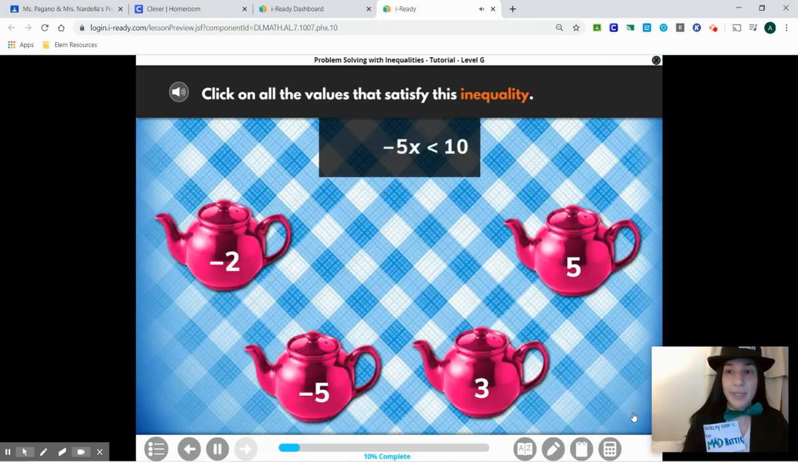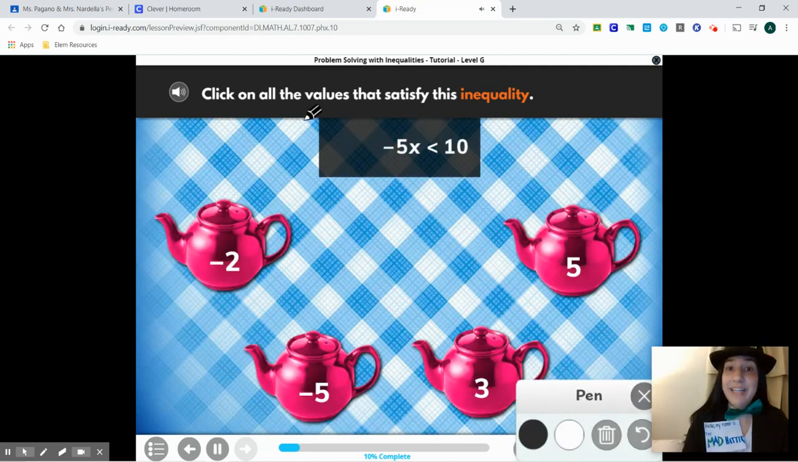Okay, here we go. We have negative 5 times x less than 10. So here we have negative 2. Negative 5 times negative 2 gives us positive 10. Positive 10 is not less than positive 10, so this cannot be true. Next number, negative 5. Negative 5 times negative 5 is positive 25. Positive 25 is not less than 10, so this cannot be an answer.